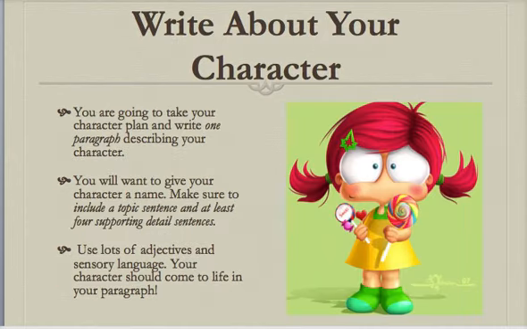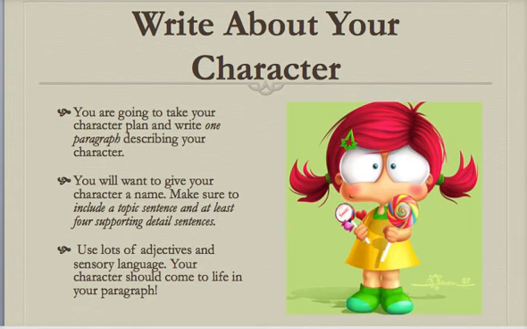So you are going to take your character plan, which is the chart you filled out, and write one paragraph describing your character. You will want to give your character a name. Make sure to include a topic sentence and at least 4 supporting detail sentences. So maybe in the topic sentence you're going to want to introduce your character with a name and a description of what he or she is, or it is. And then at least 4 supporting detail sentences.